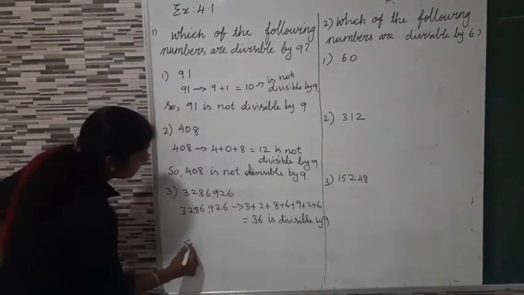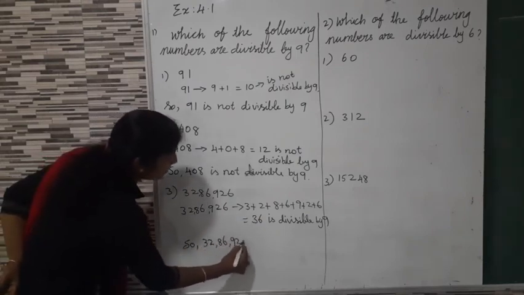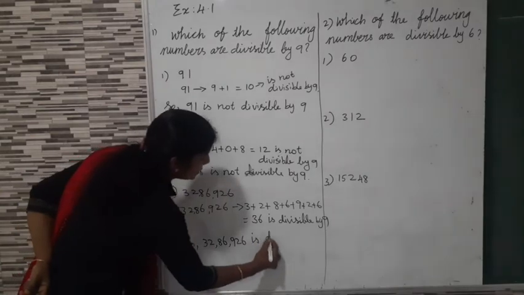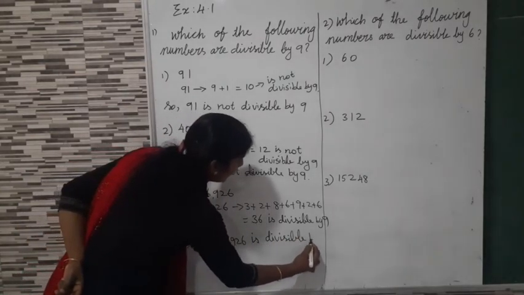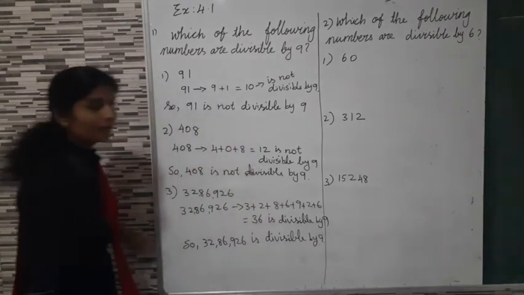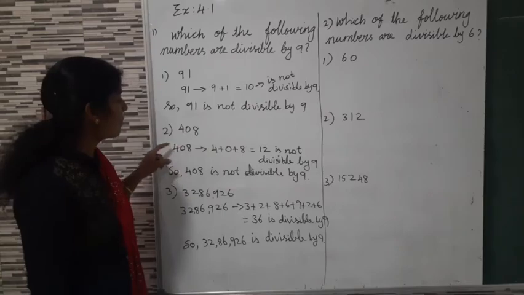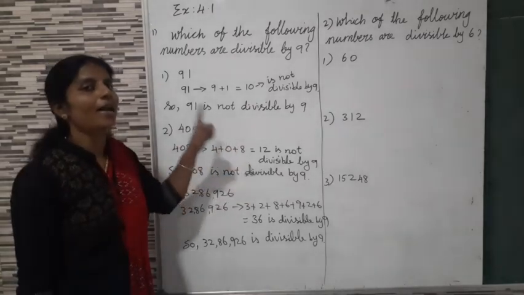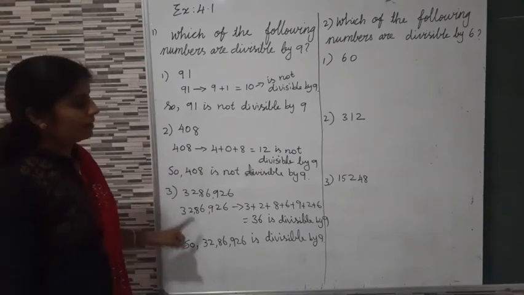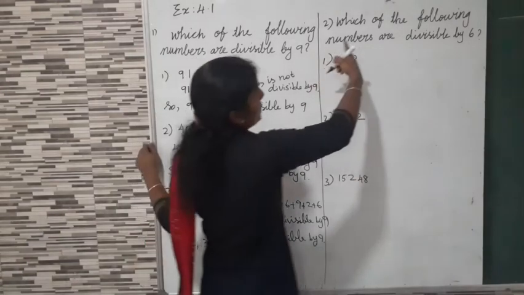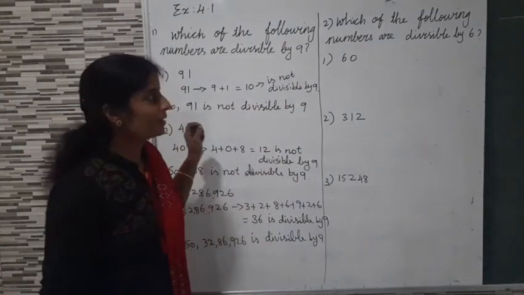So 32,86,926 is divisible by 9. We can write this is divisible by 9. Okay? We can add all the digits. If the sum of all digits is divisible by 9, that means that number is also divisible by 9. Okay. Now second one. Which of the following numbers are divisible by 6?